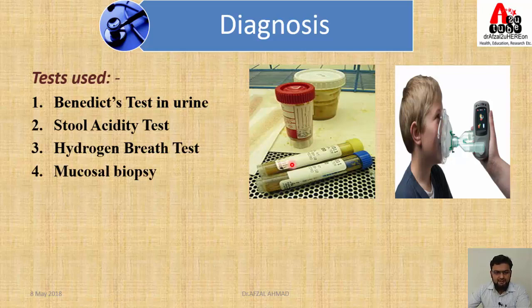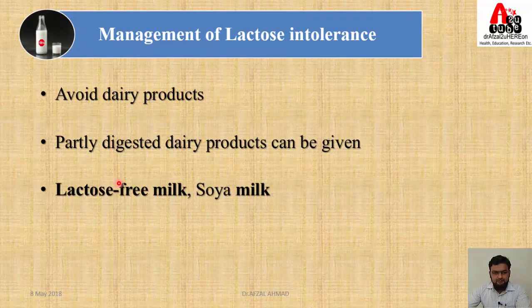We have four different methods. The qualitative test is the Benedict test in the urine. From the urine we can diagnose lactose intolerance by doing the Benedict test. We will see the color reaction in the urine. If it turns green, yellow, orange or red, we can diagnose that lactose is present in the urine because of lactose intolerance. We can also do the stool acidity test, hydrogen breath test and mucosal biopsy. It is an invasive procedure to diagnose lactose intolerance, and it is specific to detect the enzyme lactase deficiency in the cell.